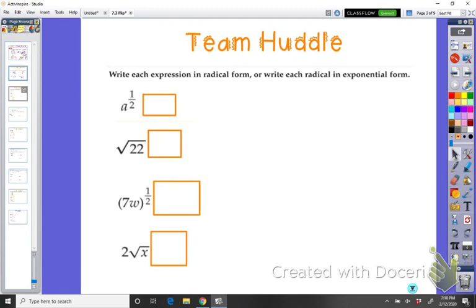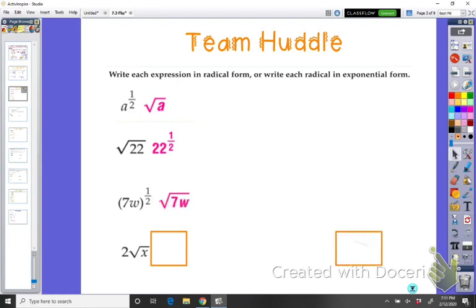So a to the 1/2 in radical form is the square root of a. 22, the square root of 22 with an exponent is 22 to the 1/2. All of 7w is grouped, raised up to the 1/2 power, so that means you're taking the square root of both 7 and w underneath. And in this one, only the x is underneath the square root, so it's 2 times x to the 1/2.